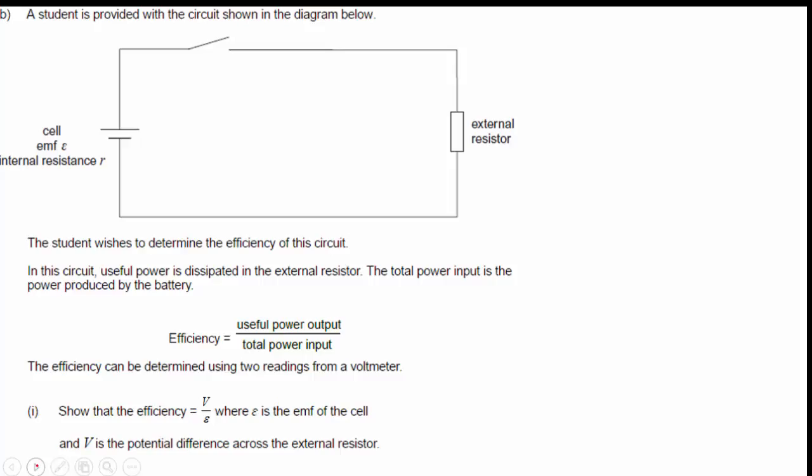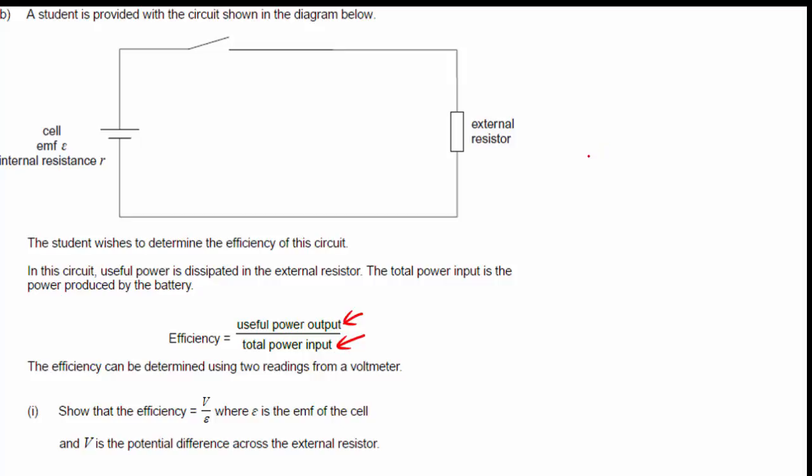So again, pause the video and read it if you haven't already. The student is provided with the circuit as below. They want to determine the efficiency of the circuit, and they're looking at the energy dissipated across the external resistor compared to the energy provided, right? So the energy dissipated across the external resistor would be this, the useful power out, and the power in would be whatever was provided by the cell.